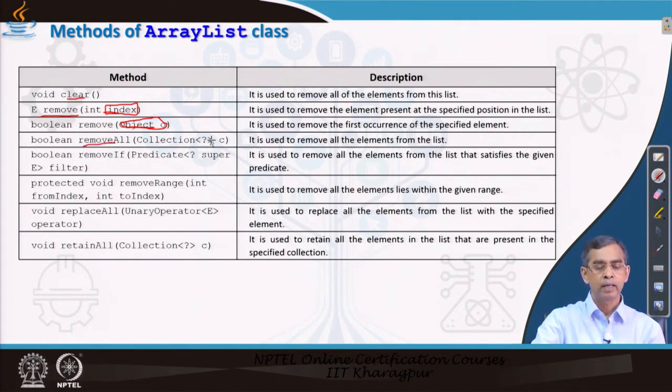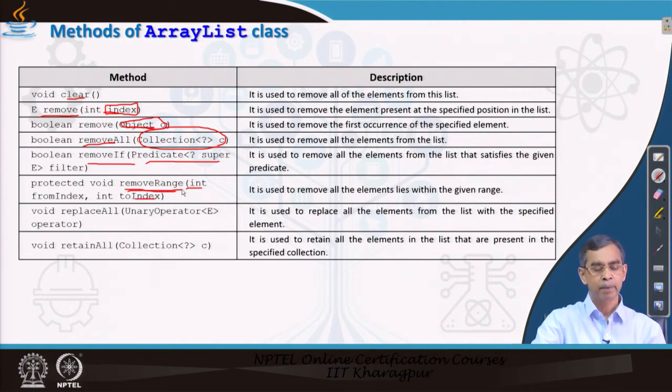removeAll(Collection C) means it will basically search the entire collection and remove all the elements which are there in C. removeIf takes a predicate, you can specify that if a certain condition is satisfied, then only that element will be removed. removeRange takes a starting index to an end index, so from a particular index to a particular index, all the elements will be removed.